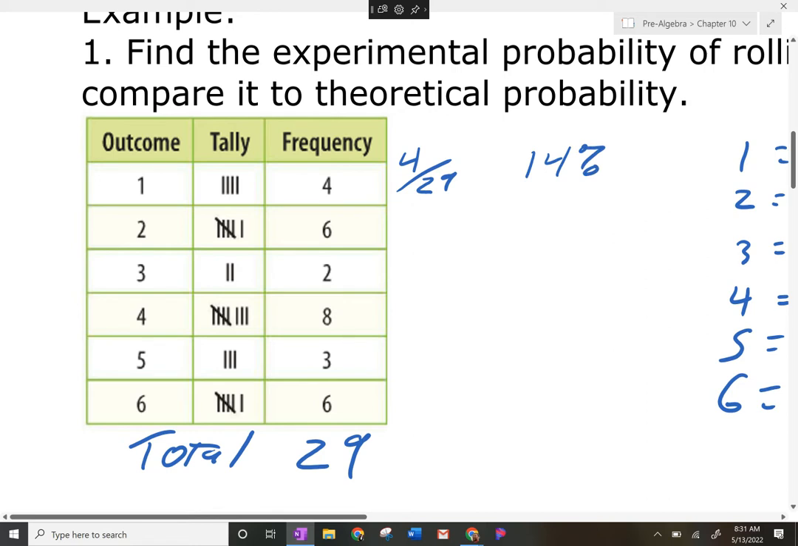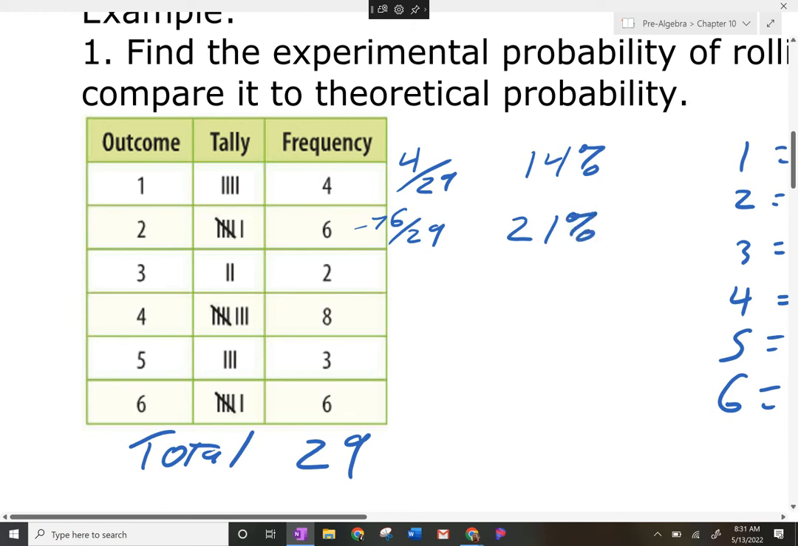Okay, and I look at number 2. Number 2, my experimental probability, I'm going to take this. This will be my top number. So I've got 6 out of 29. So 6 divided by 29. This new experimental number is going to be 21%.